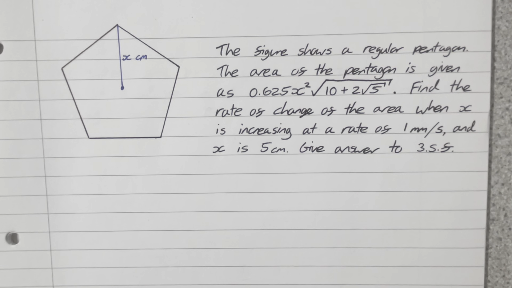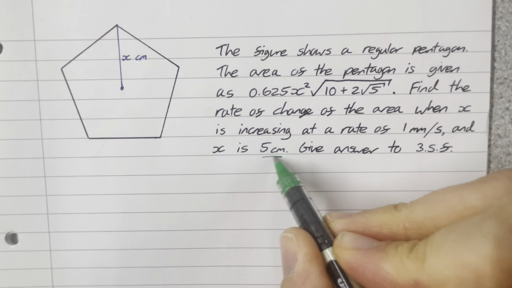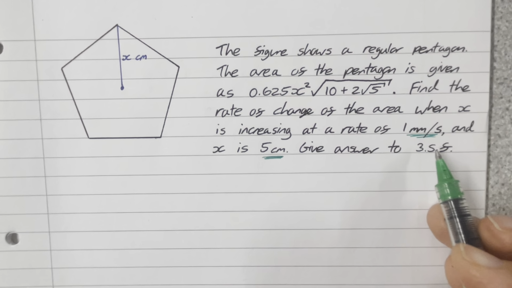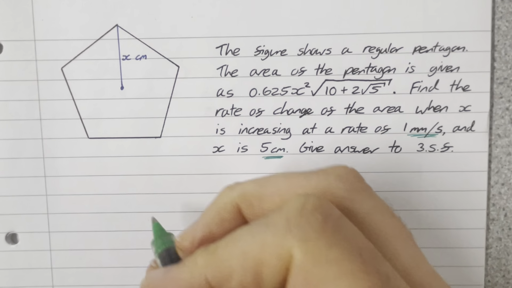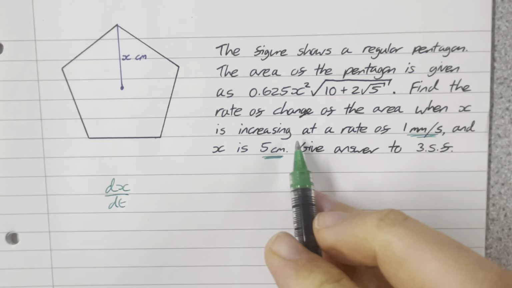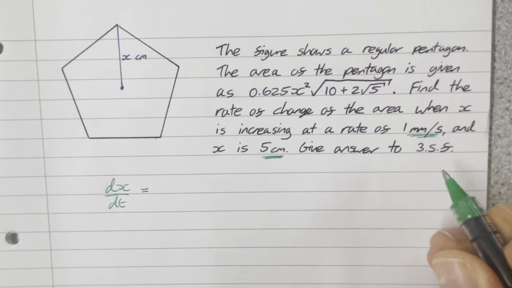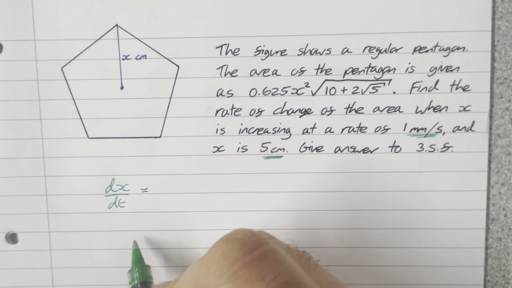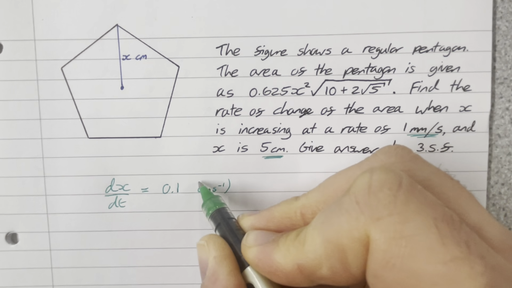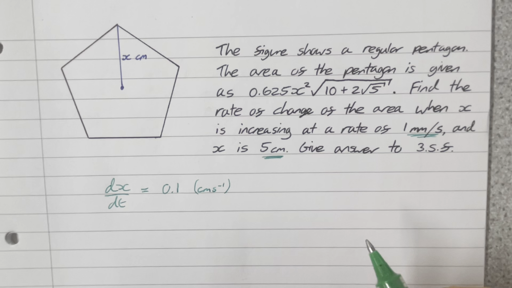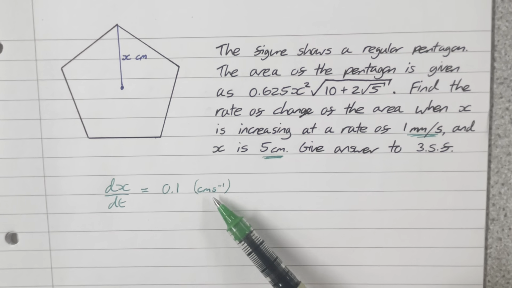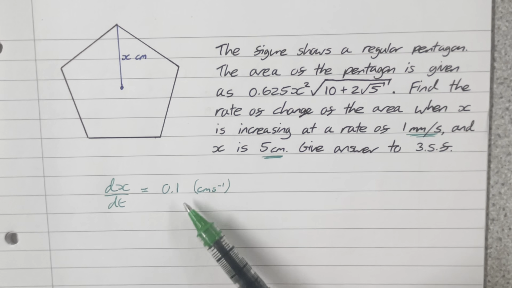Okay, first thing to notice is that x is in centimeters, and we're told the rate of change of x is in millimeters per second. So the rate of change of x, which I can write as dx by dt, when x is increasing at a rate of 1 millimeter per second, is going to be written as 0.1 centimeter per second. Just because you need your units to be consistent, I'm going to stick with centimeters, given that the diagram says centimeters there. So I'm going to convert the millimeters per second to centimeters per second.